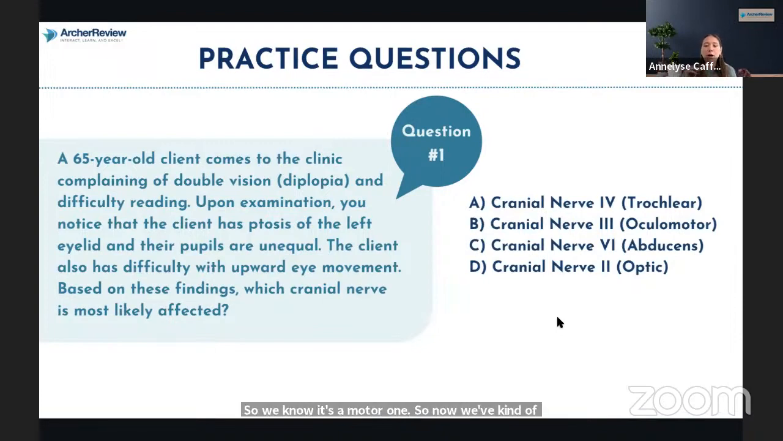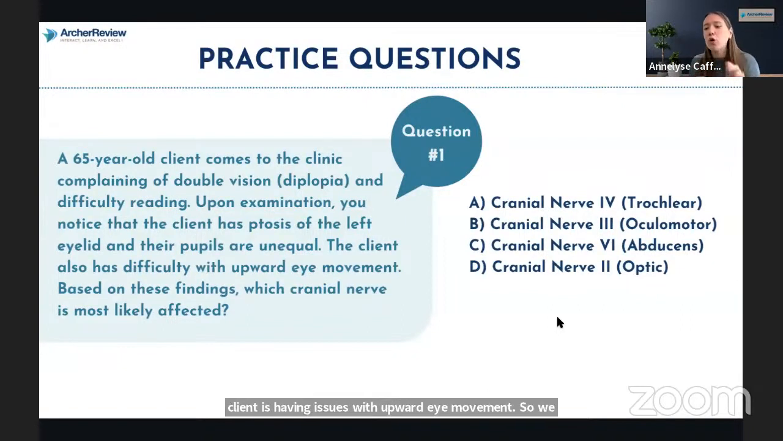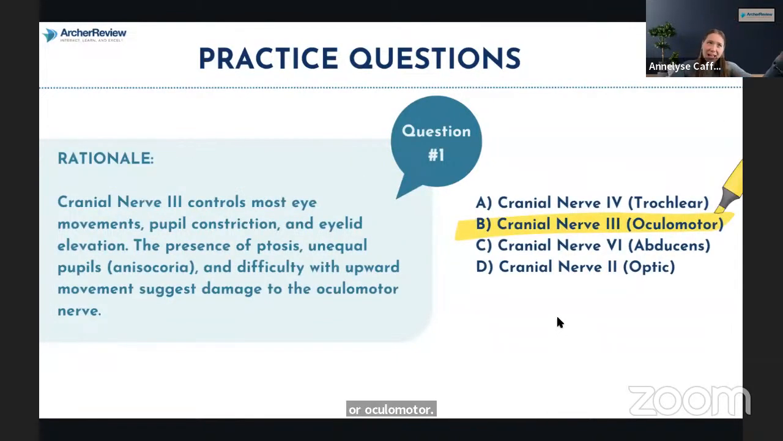At this point, you'd have to remember which one was which. If you remember, abducens means to abduct the eye, so to move the eye laterally. But this client is having issues with upward eye movement, so we can get rid of that one too. Now I've got it down to trochlear or oculomotor. And of course, like you all said, cranial nerve 3 is in charge of oculomotor movement. That's going to be eye movements, pupil constriction, and even eyelid elevation. So if you were seeing that triad scenario in a client, you would worry that they had dysfunction of cranial nerve 3.